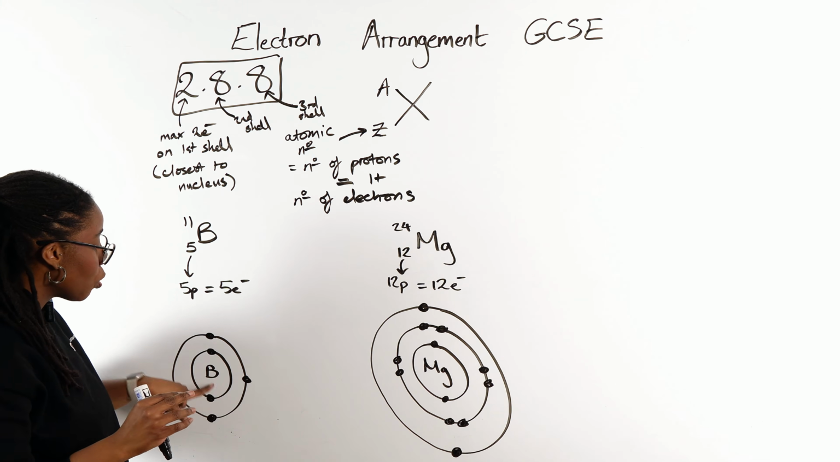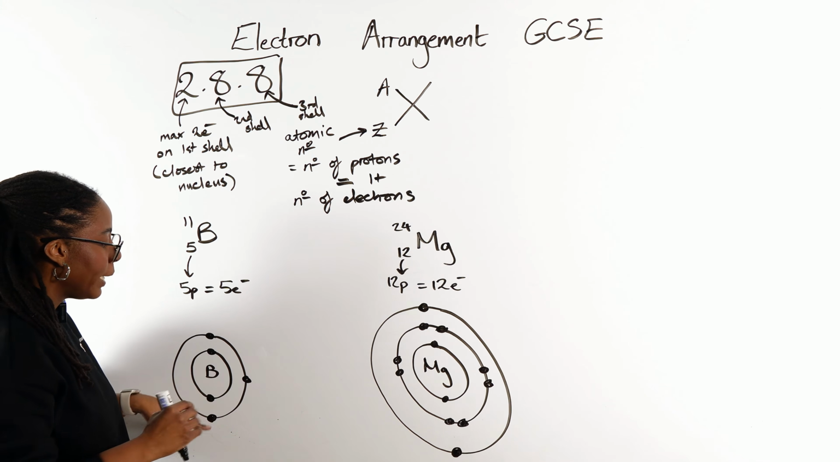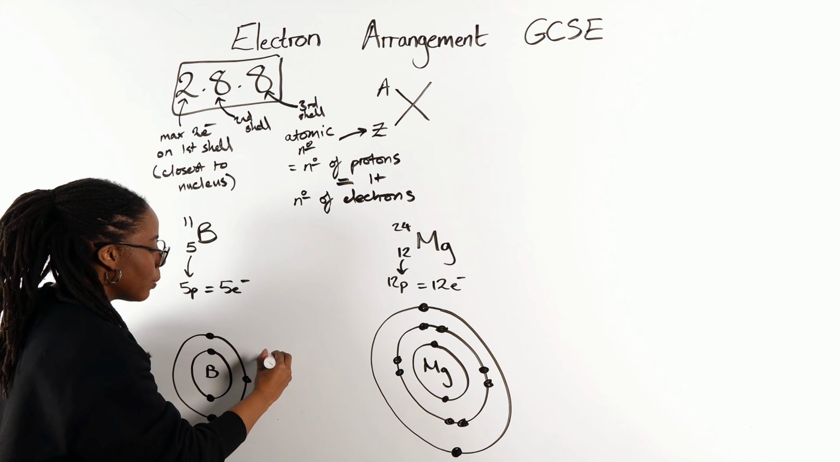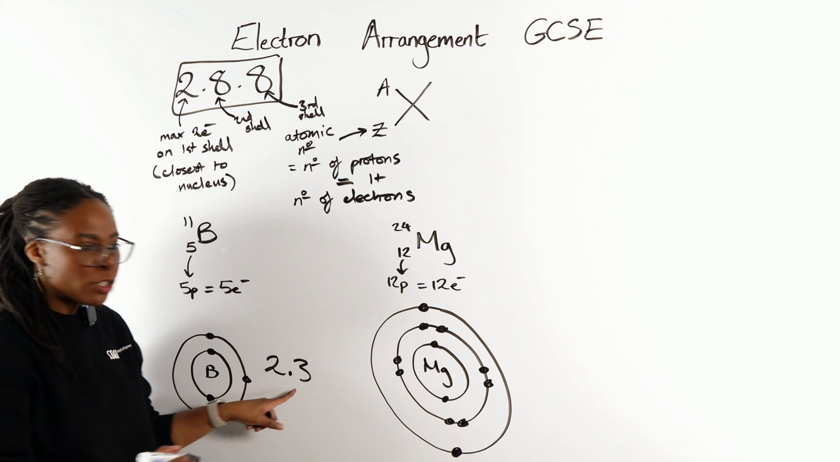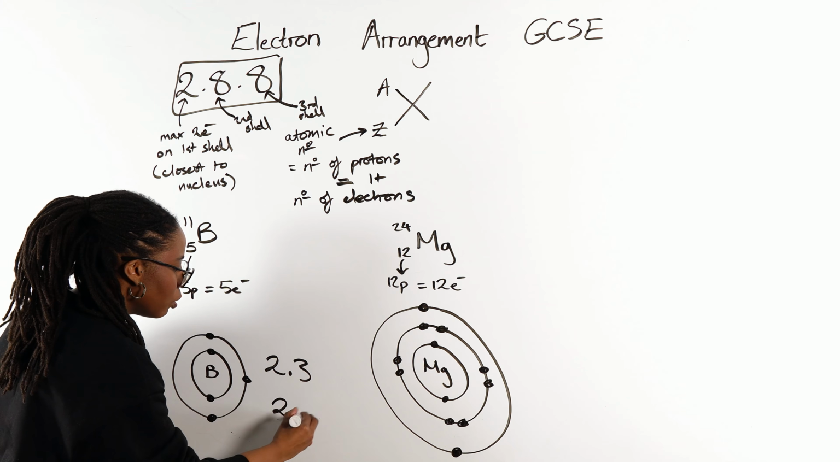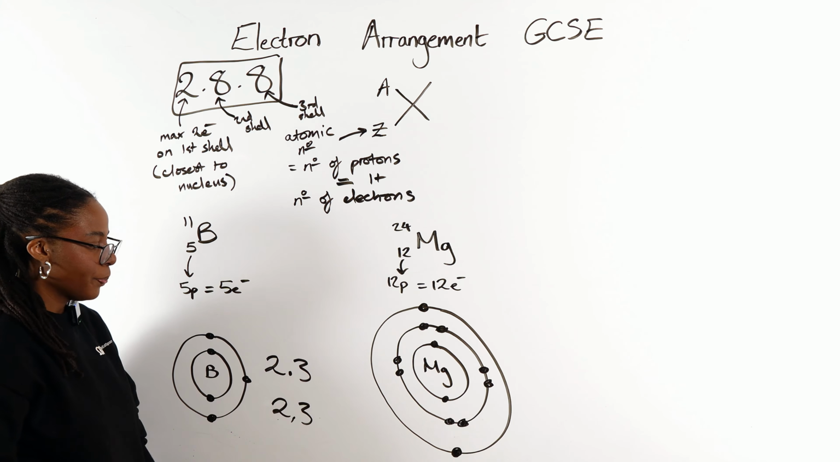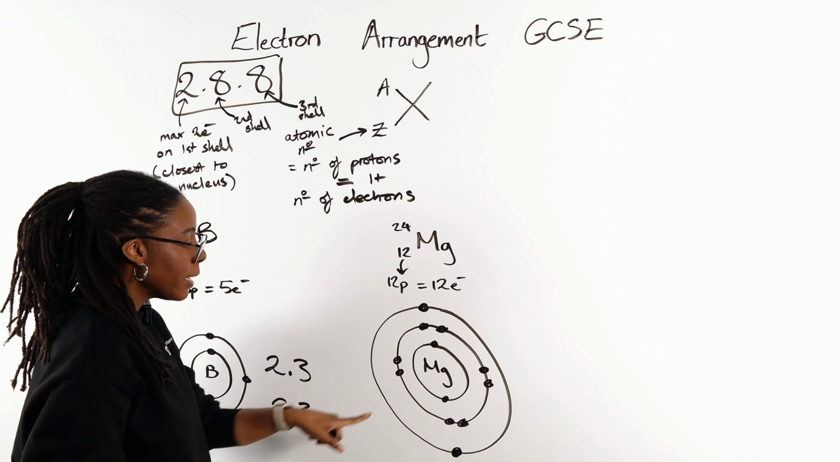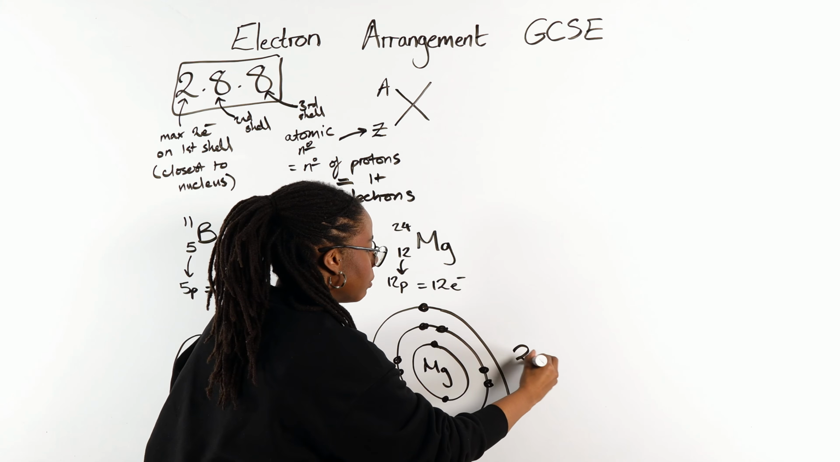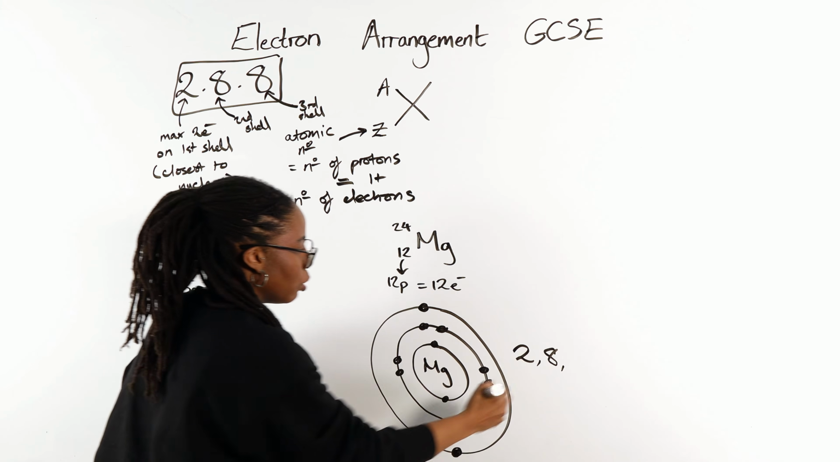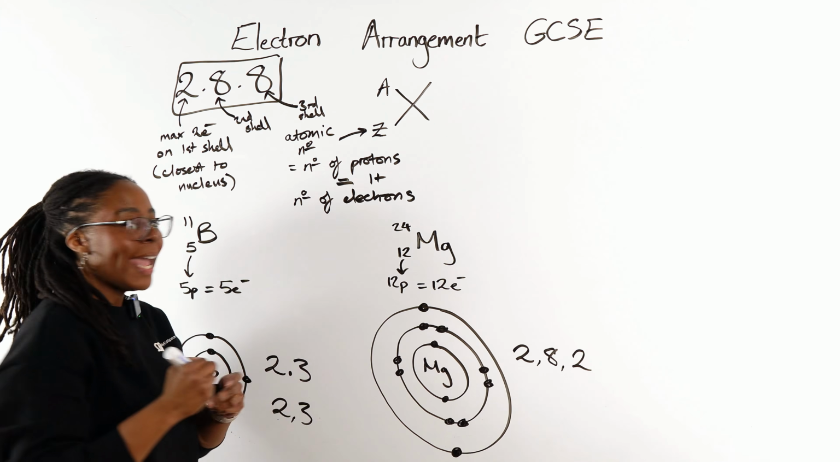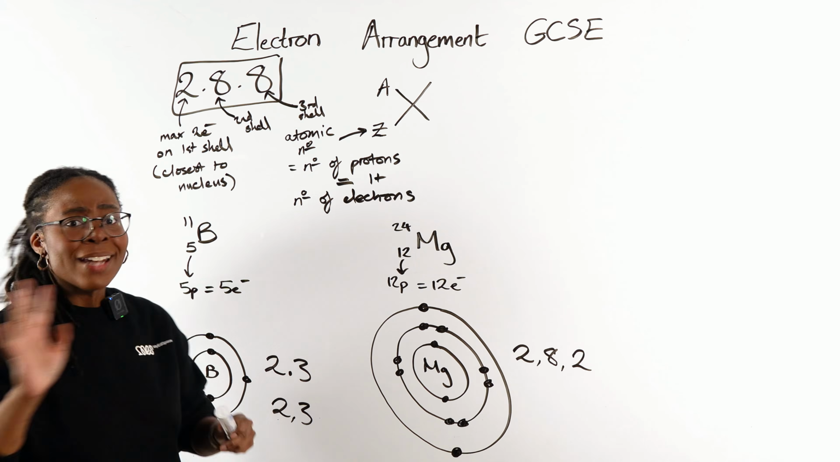So how do we write out this electron notation for the electron arrangement? We know how to draw it, 2 electrons and then 3. If we were going to write this, we would say 2.3. Or sometimes instead of a dot, you'll see a comma, so 2,3. If we do the same thing for magnesium, 2 on the first shell, and then 8 on the next one, and then 2 on the last one. So 2,8,2. Nice and straightforward.